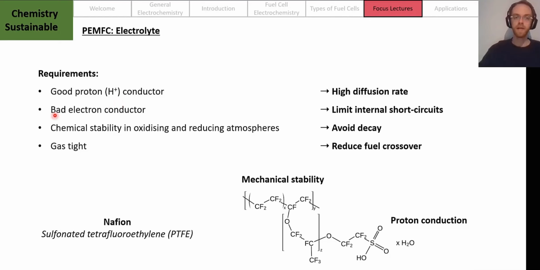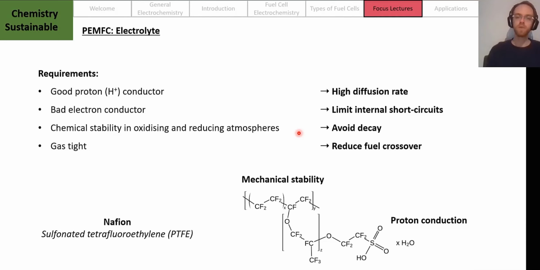Furthermore, the electrolyte has to have a chemical stability in oxidizing and reducing atmospheres. That's the case because on either side it's in contact with the anode on one side and with the cathode on the other side. So the electrolyte has to be able to withstand both kinds of atmospheres and both kinds of potentials being exhibited at these electrodes. So this helps us to avoid decay. If you think back about different degradation mechanisms of electrodes, some of them were related to electrolytes as well.